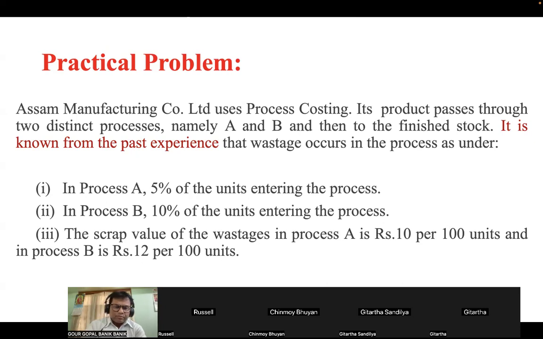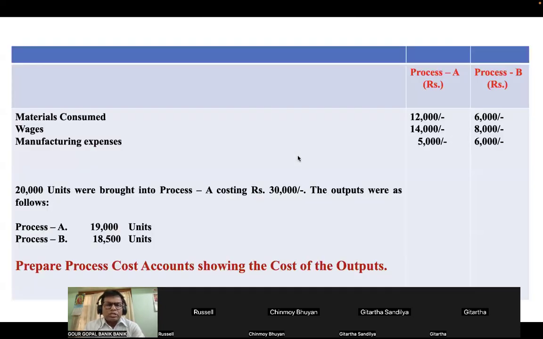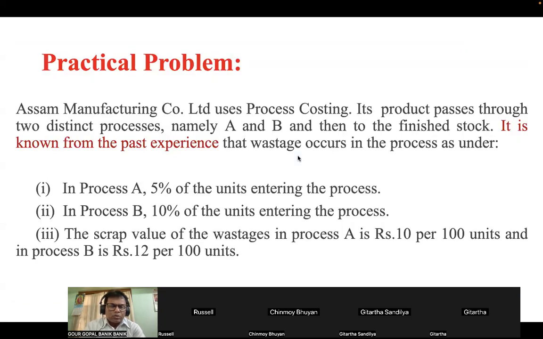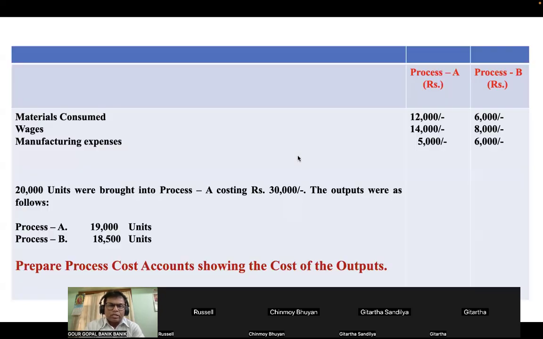Now let's go ahead. This is a question. So our question was this, and then it is continuing. In this question, I told you Assam manufacturing, there are two processes, process A and process B. Material consumed in process A is 12,000 rupees and process B 6,000 rupees. Wages in process A 14,000, process B 6,000. Manufacturing expenses 5,000 and 6,000. I made this question for you.